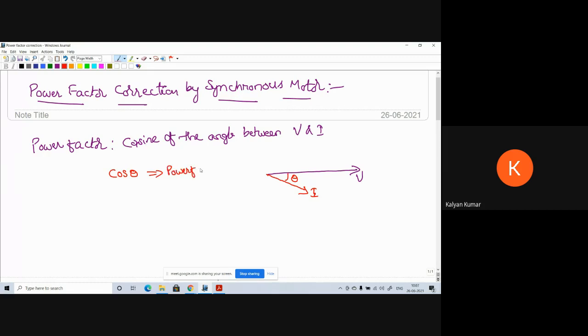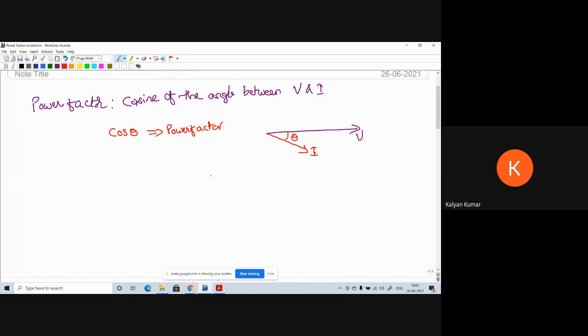power factor. Now, we have three powers in an alternating supply: real power, reactive power, and apparent power. Real power is Vi cos theta, reactive power is Vi sin theta, apparent power is Vi. So this I has been resolved into two components, one in phase with voltage and one in quadrature with voltage. The in-phase component is I cos theta and the quadrature component is I sin theta.